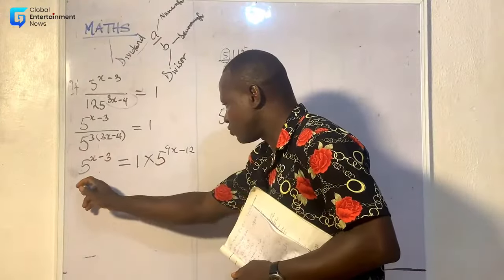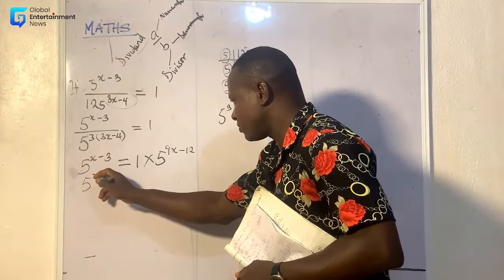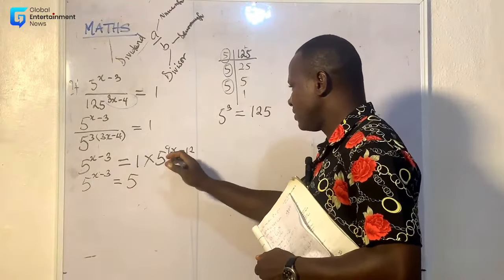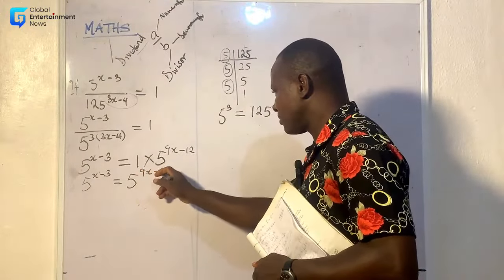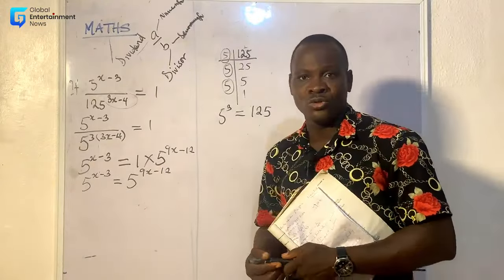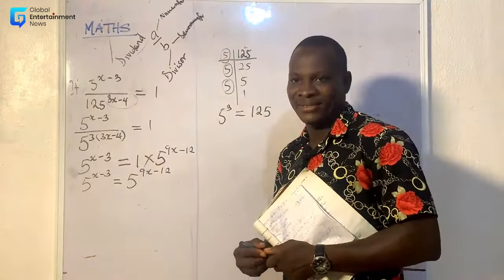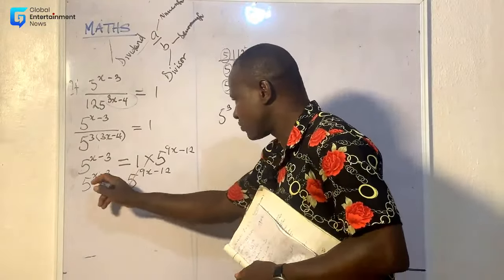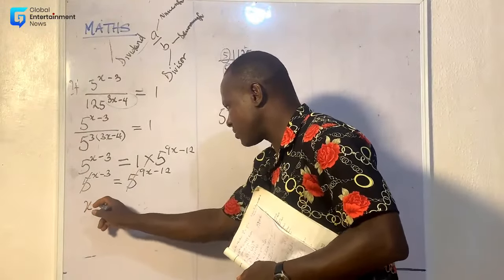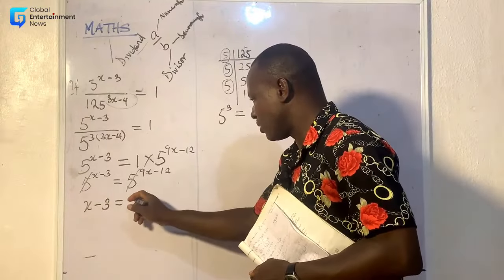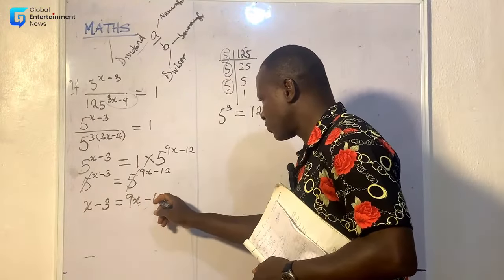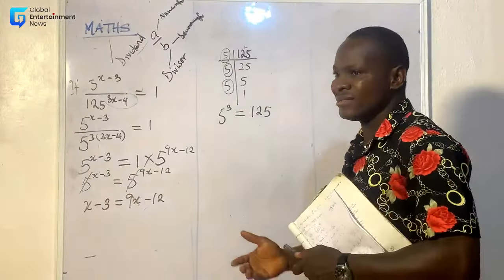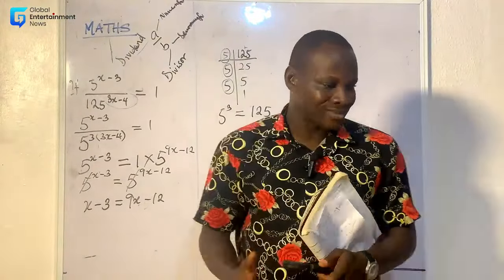Now, let's make this one 1. 5 raised to power x minus 3 is equal to 1 times 5, giving us 5 raised to power 9x minus 12. So what do we need to do? We cancel the base, because we have equal bases. 5 is equal to 5, so we cancel this. So what do we have left? x minus 3 is equal to 9x minus 12. So what do we need to do? We collect the like terms.